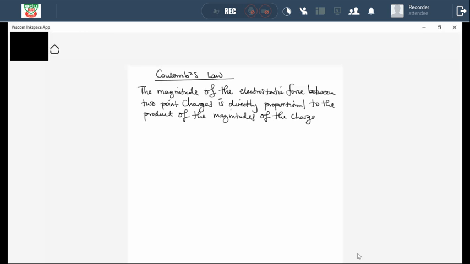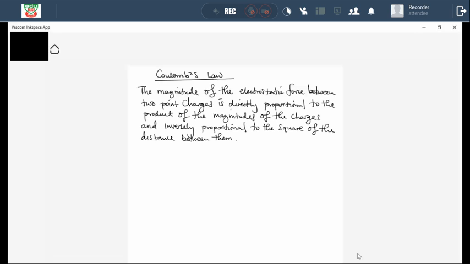which means the magnitude of the charge matters, right? Product of the magnitudes of the charges, and inversely proportional to the square. Don't forget to square when you do your calculations, to the square of the distance between them.